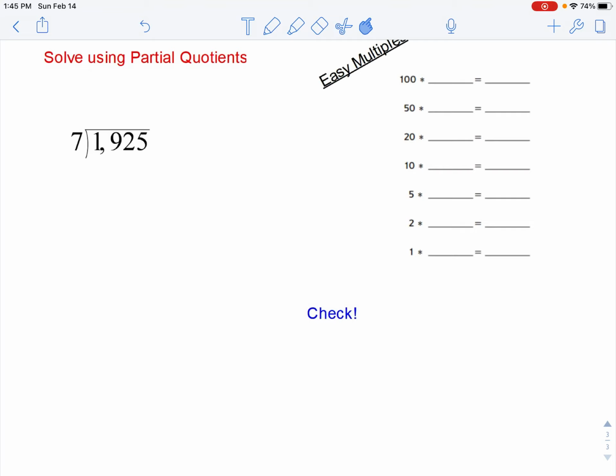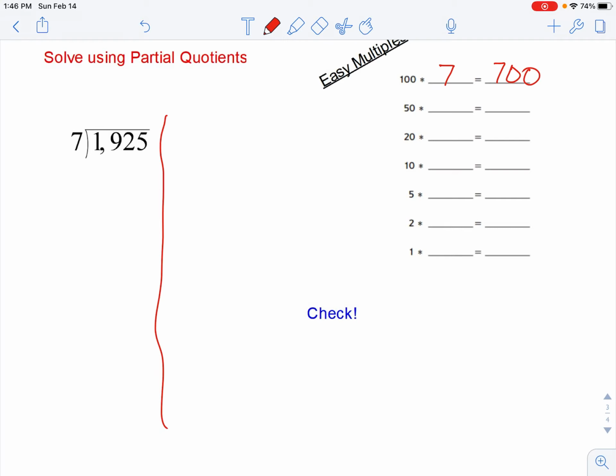Read this equation with me. 1,925 divided by 7. Whew. I'll give you a hint. Our quotient is going to be in the hundreds. Yep, that's right. Nothing you can't handle. So let's set up partial quotients. And it is nice to think of easy multiples. So I put some examples over here, right? 100 times 7 is 700. I'm going to start with that.